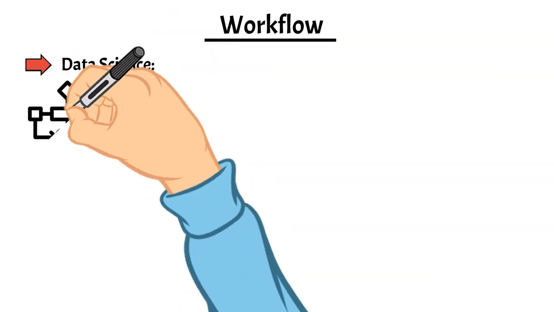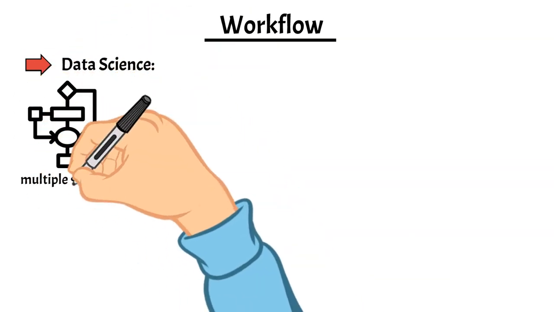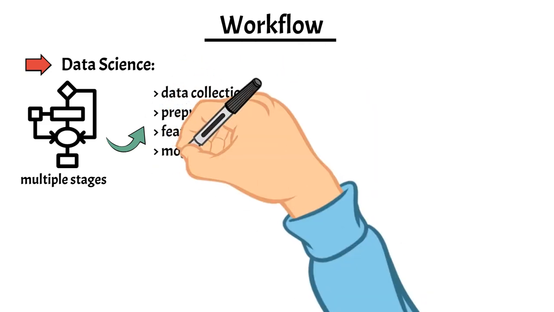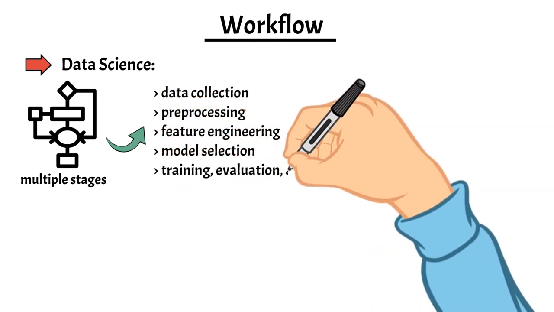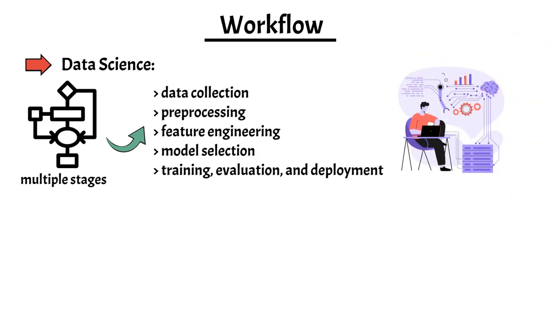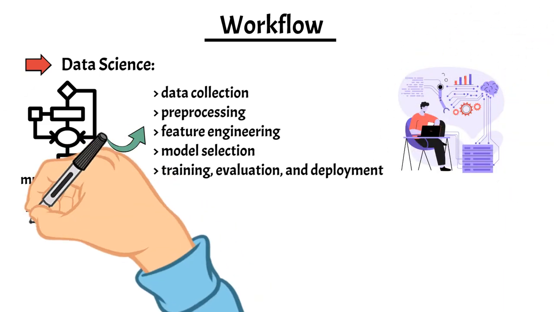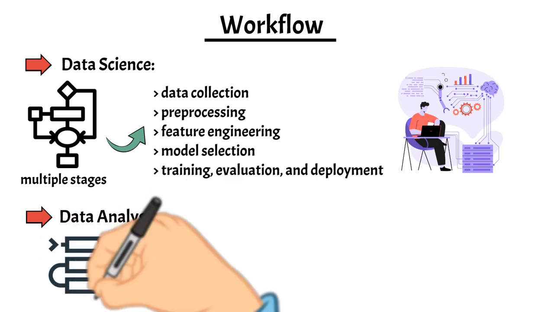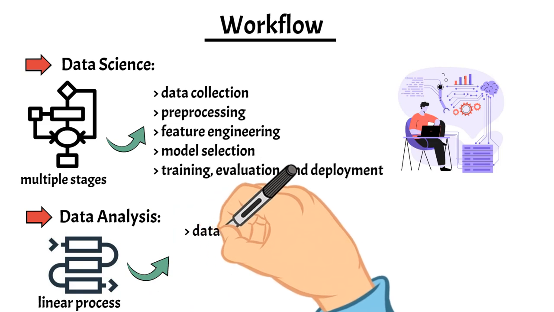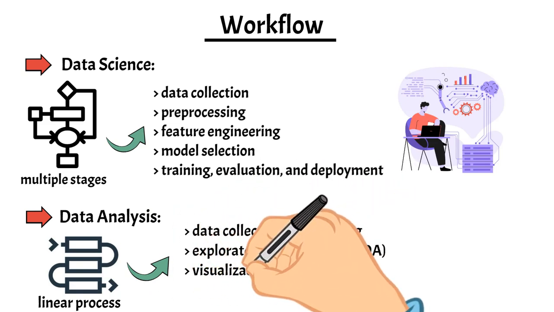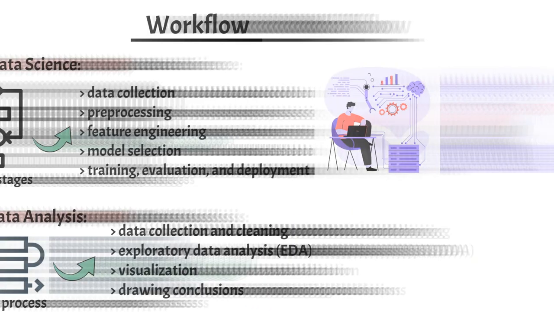Workflow. Data science. The data science workflow is more iterative and includes multiple stages, including data collection, pre-processing, feature engineering, model selection and training, evaluation, and deployment. It may involve continuous refinement and optimization of models. Data analysis. The data analysis workflow often follows a linear process, starting with data collection and cleaning, followed by exploratory data analysis, EDA, visualization, and drawing conclusions.